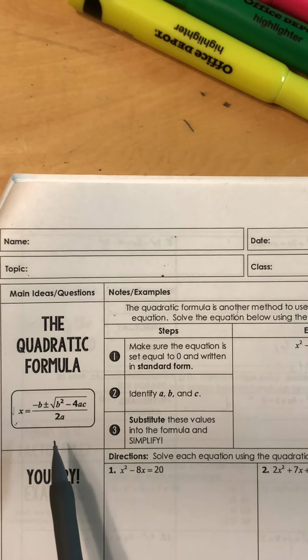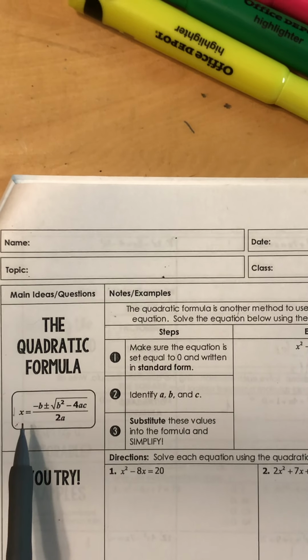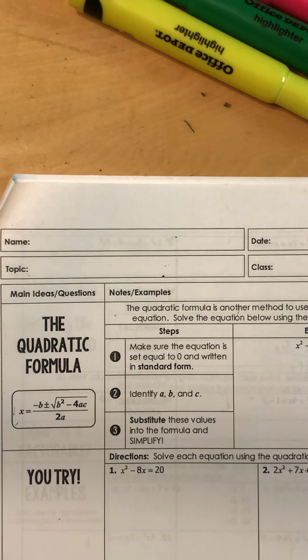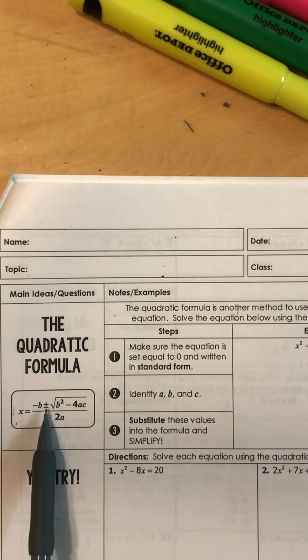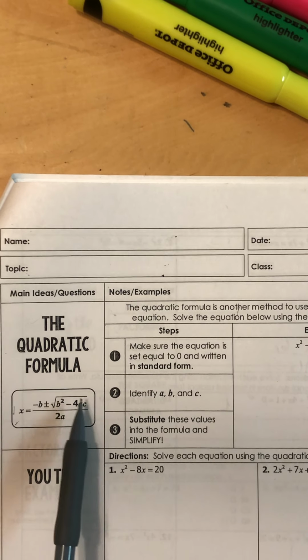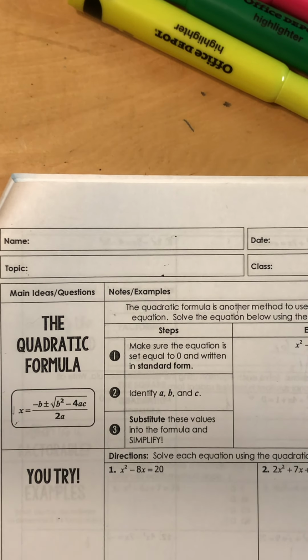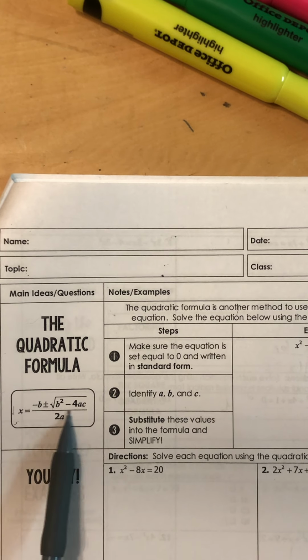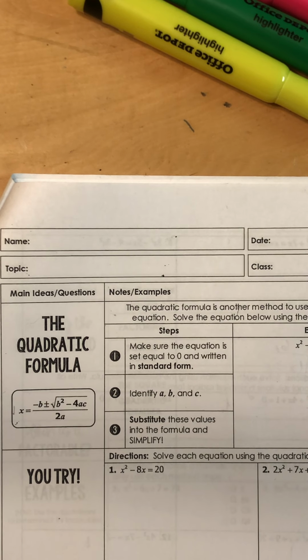So with the quadratic formula, it's going to be x equals negative b, or the opposite of whatever b is, plus or minus the square root of the entire thing, b squared minus 4ac, and then it's all divided by 2 times a.